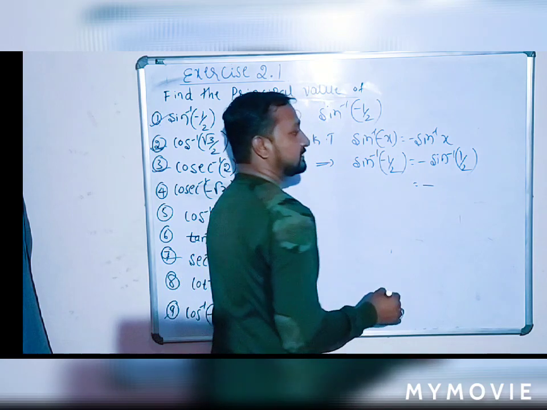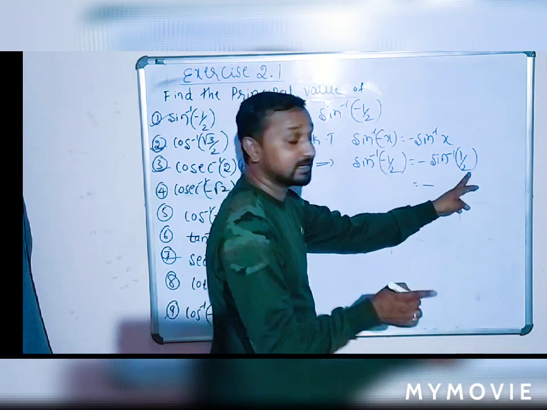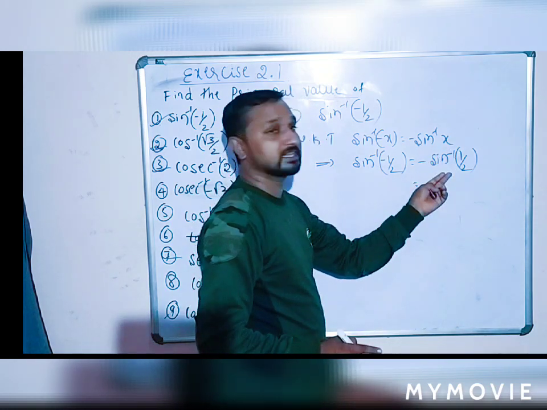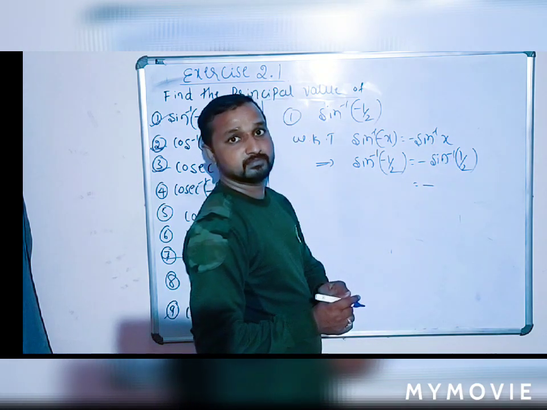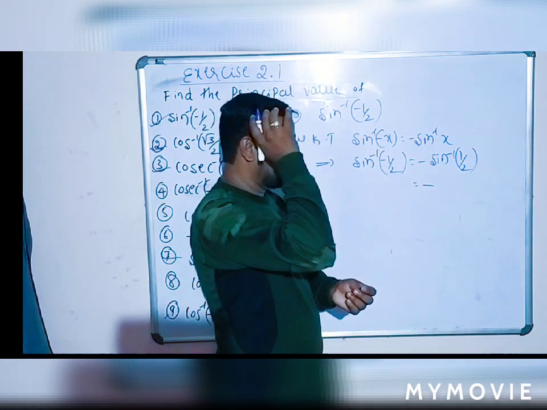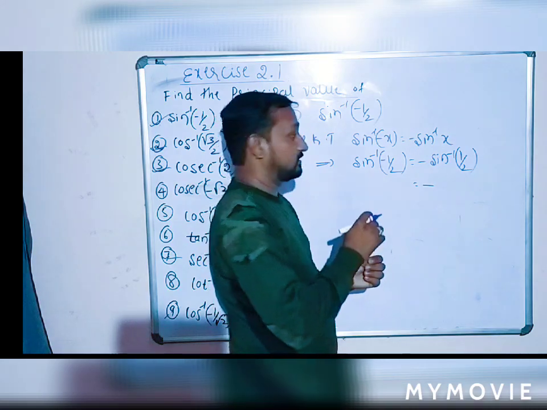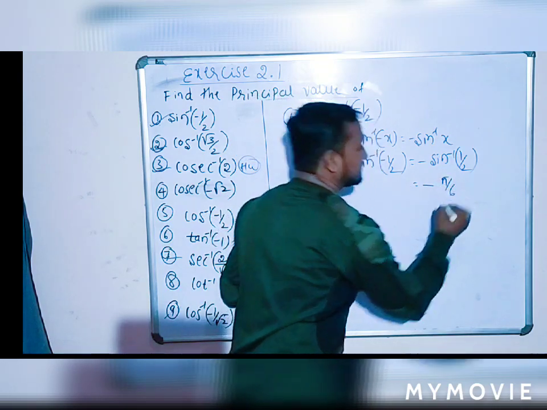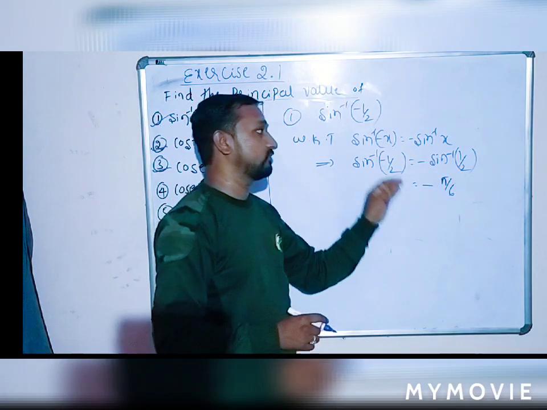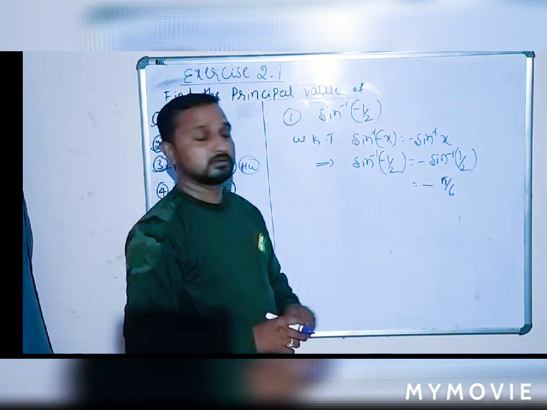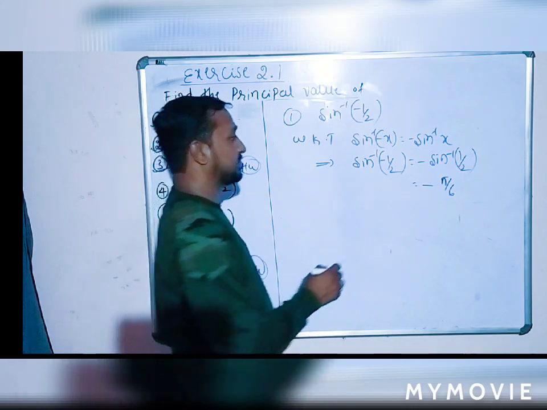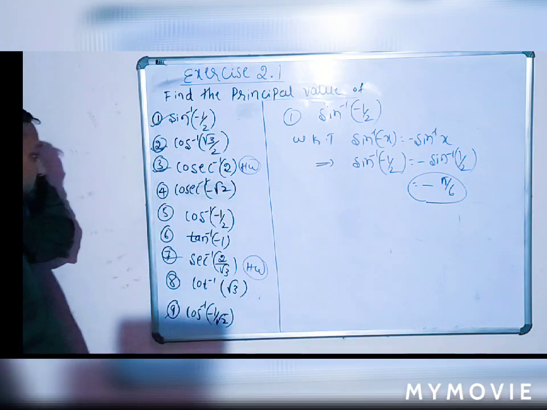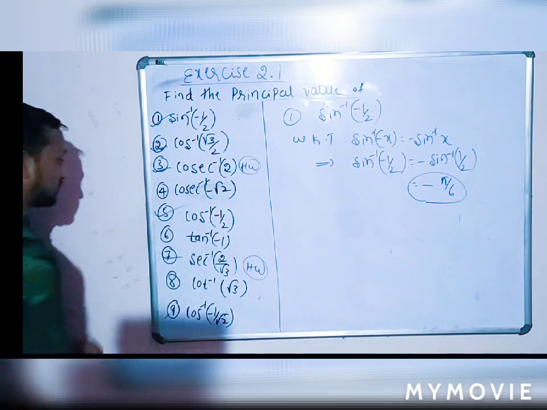That is equal to minus sin inverse of 1 by 2, which is nothing but, in which angle is the value of sin 1 by 2? That is nothing but pi divided by 6. In which angle the value of 1 by 2 is pi by 6. Directly we can write, this is the principal value branch. Okay, that is all. Fifth one is also over.